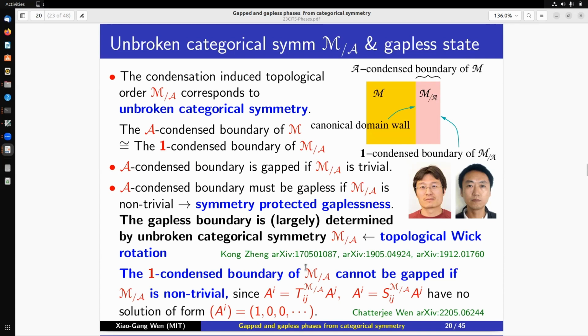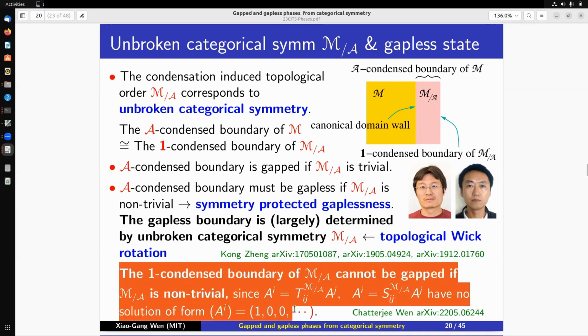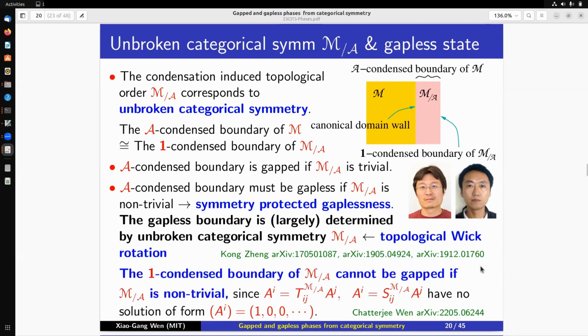So there's one argument. You know, Michael Levin has a more rigorous proof for the Ising model. Basically, he says that if a Z2 symmetry and a dual Z2 symmetry are both unbroken, then the state must be gapless. So this is a similar statement, and that statement can be translated into this: if the unbroken categorical symmetry is non-trivial, it must be gapless. The argument is the following. This three-line argument is pretty simple.